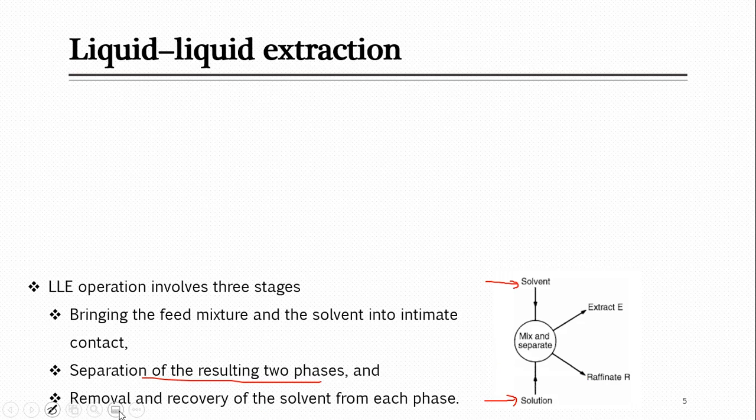After this, the next purpose is that this extract, the lighter phase, contains the solvent as well as one component extracted from this feed. This is separated finally to recover your solvent, so that it can be used again in this process. So that's the last point: removal and recovery of the solvent from each phase. If some of the solvent becomes part of the raffinate, definitely we also go for separation of the solvent, so that it can be used again for extraction purposes.